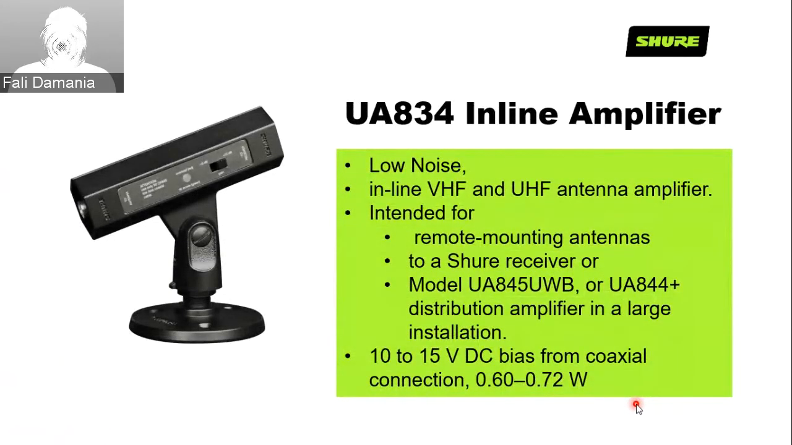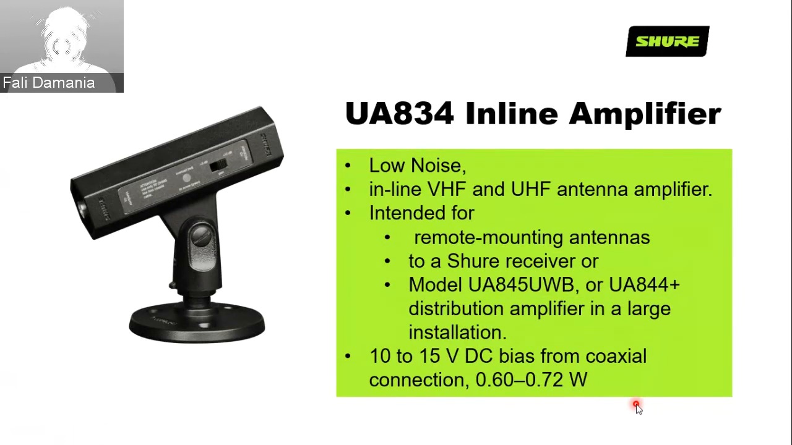All right, one of the first components we need to see is the UA834 inline amplifier. So what is an inline amplifier? Basically, you have long cable runs. You need to make up for the loss in that cable run using an inline amplifier. It has two gain settings, which is 6 and 12, and you basically calculate the amount of loss along the cable, and you make up that loss with the inline amp.